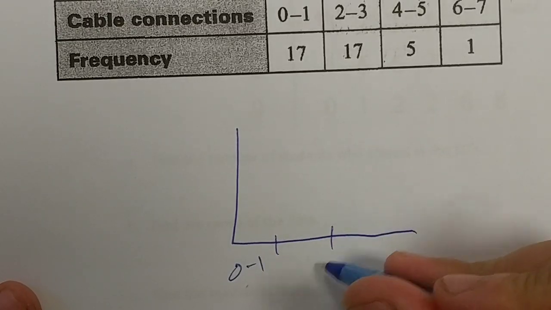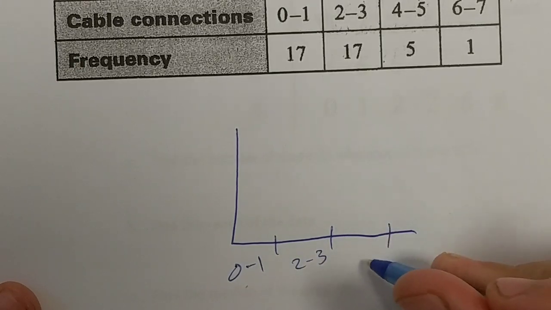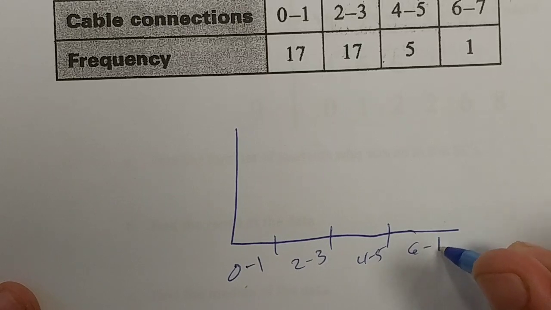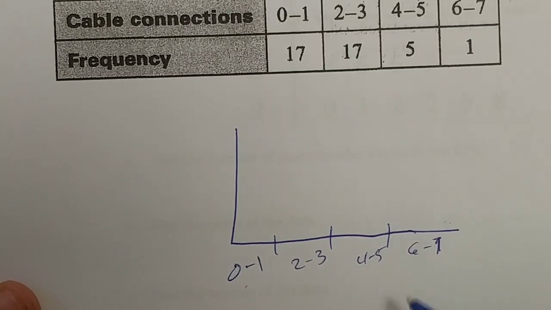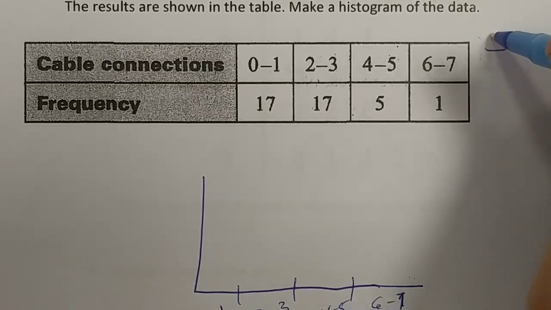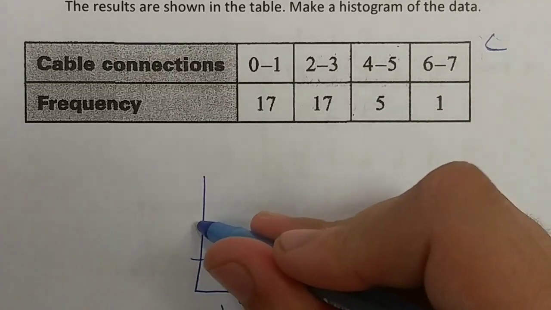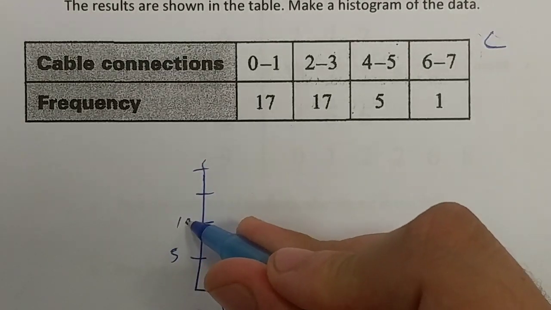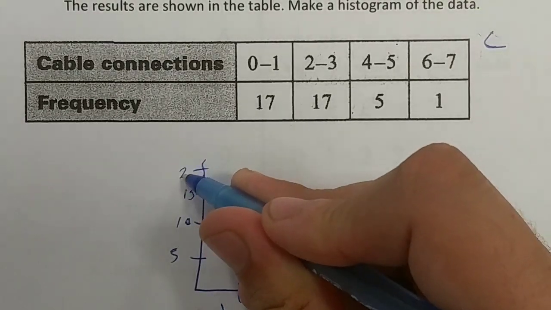0 and 1, 2 and 3, 4 to 5, and 6 to 7. So my bottom is the ranges from here. And on the side, I'm going to make tick marks that are going to satisfy all the numbers. So I'm going to do it by 5s. So 5, 10, 15, 20.